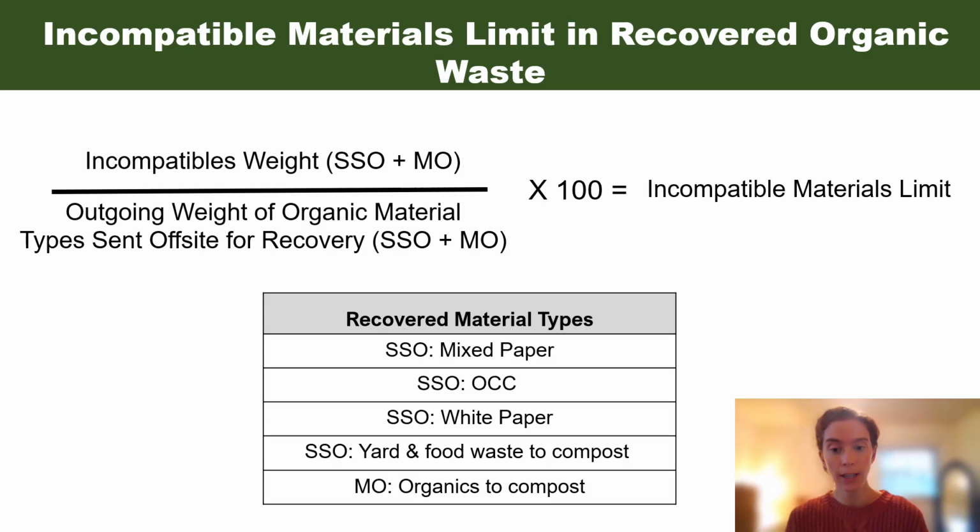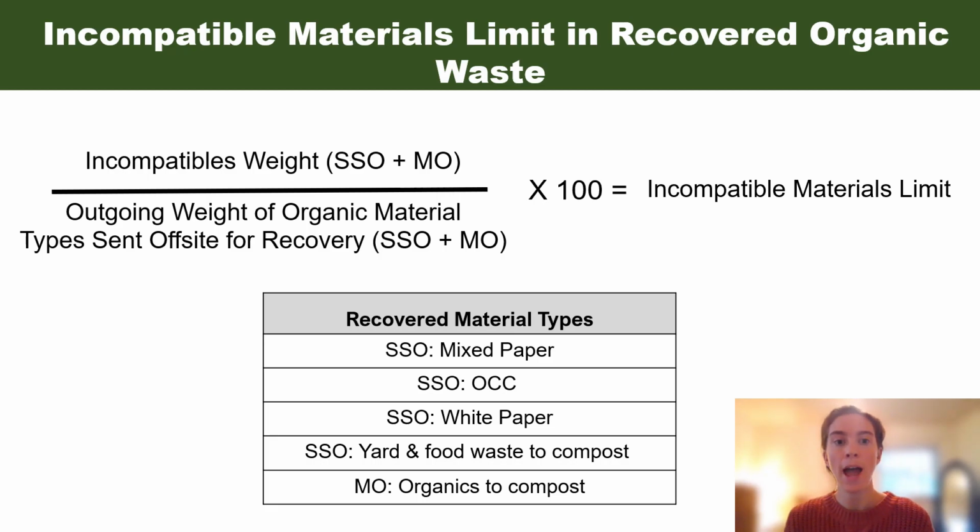So now let's calculate this incompatible materials limit using our Trash City example for Q3 2022. That was the quarter we just walked through in detail in part 4, and we're going to use the recovered organic waste amounts to help us figure this out. The formula for the incompatible materials limit is the weight of incompatibles for SSO and MO during the 10-day period divided by the outgoing weight of SSO and MO sent off-site for recovery during the 10-day period.